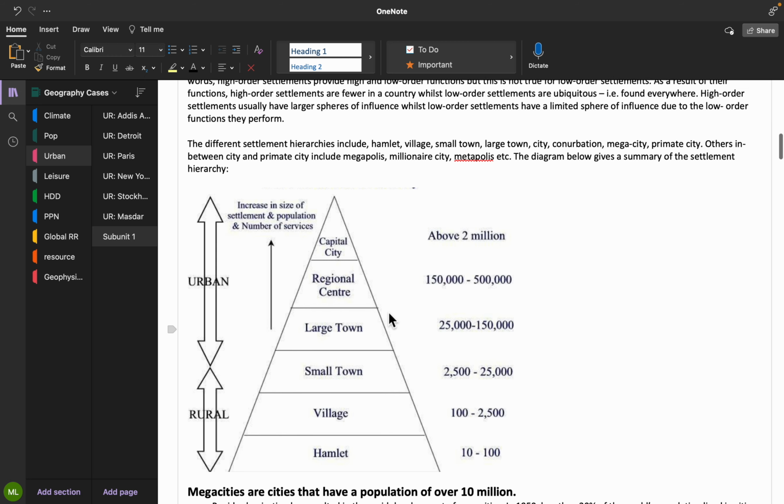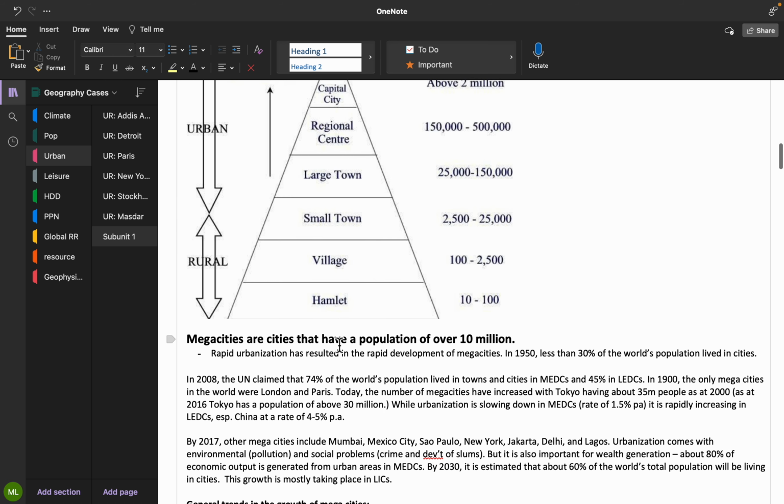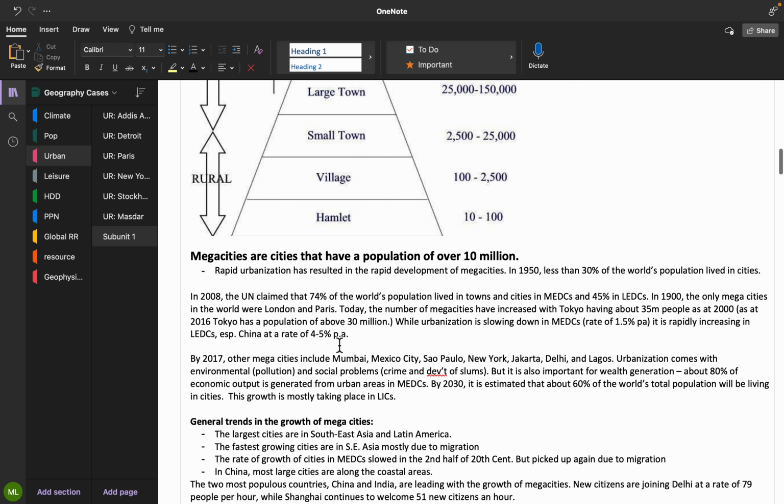Okay, now let's look at this pyramid right here, which shows you the different settlement types. So we first have a hamlet, which is not so common now. It was really common years before, not now. That's populations around 10 to 100. And then we go up: village, small town, large town, regional center, and capital city. So it's a really nice summary of the settlement hierarchy.